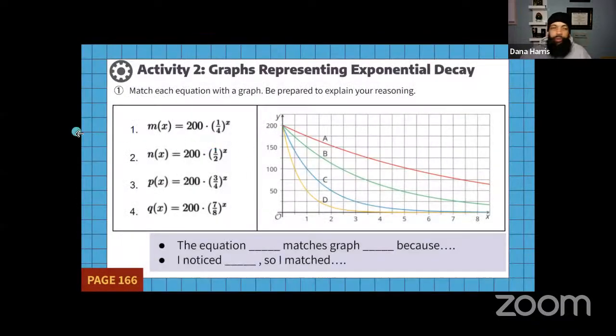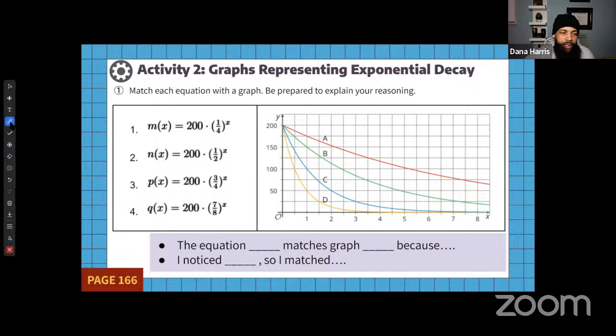Activity 2. So here we want to match each equation with a graph. So you have these four functions. M of x equals 200 times 1/4 to the x. Notice all of them have the same initial value of 200, but they all have different growth factors. Now notice all of these growth factors are fractions. So that's why all of these graphs go down as you go from left to right. So let's see which one goes where.